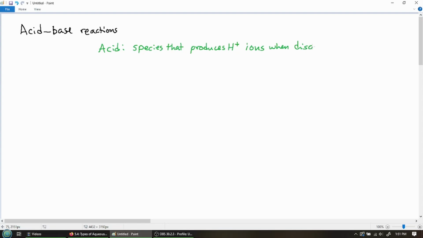Now, this might take a second. Sorry, sometimes I can't speak and write at the same time. This might take a second for us to wrap our heads around, because this is a very specific definition of an acid that doesn't really have a physical intuition, right? We're used to maybe thinking of an acid as a thing that eats away at something, right? But when we talk about this definition of an acid, we need to take that concept and put it out of our mind for a second.